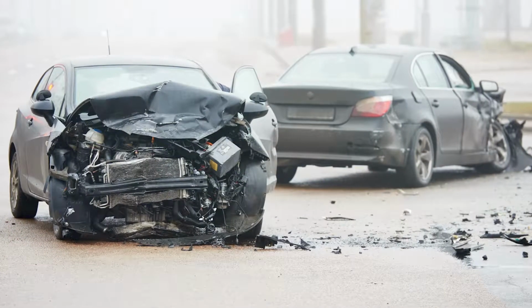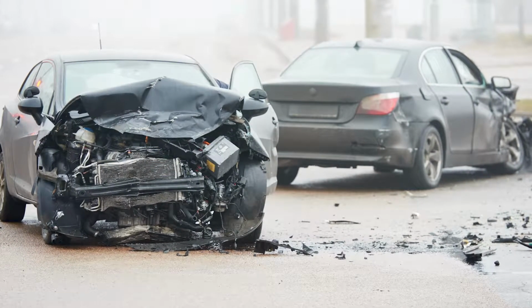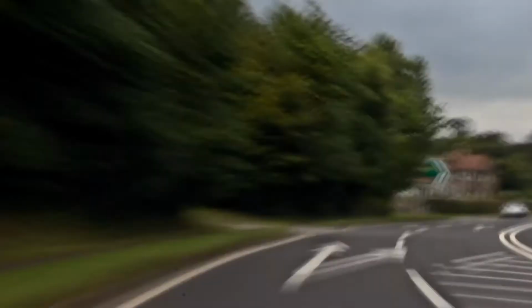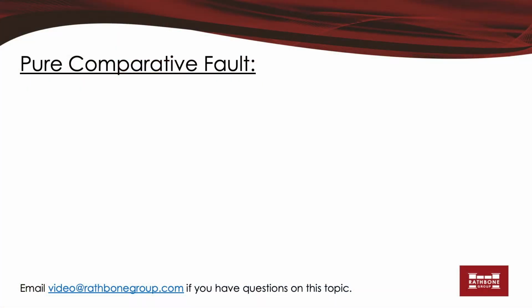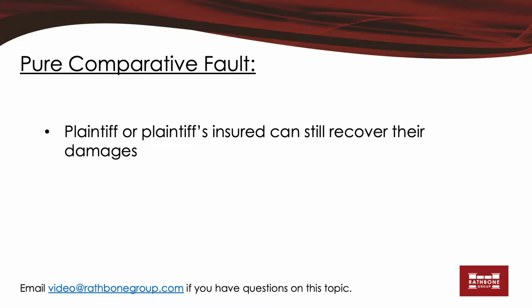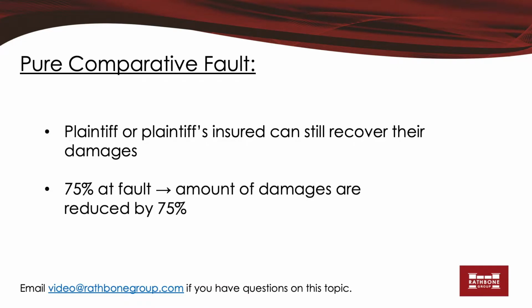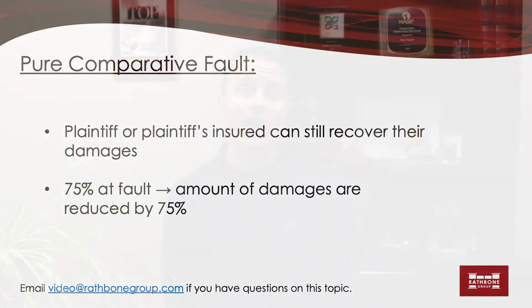Let's take that same example again, an insured who's driving 10 miles over the speed limit and is in a collision with a defendant who pulled out from a private drive into the roadway. In this case, let's say that the court found the 10 mile per hour over the speed limit was 75% of the cause of the collision, and the defendant who failed to yield to turn into the roadway was only 25% at fault. In a pure comparative fault system, the plaintiff, or the plaintiff's insurer in a subrogation case, can still recover their damages. However, since they were 75% at fault, the amount of damages is reduced by 75%. So a $10,000 claim would only result in a $2,500 award under a pure comparative fault system.